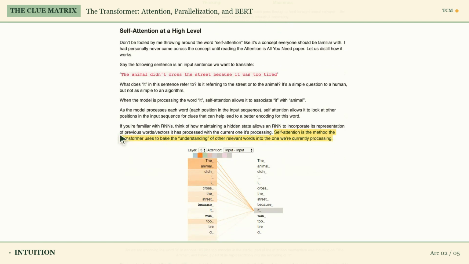Unlike an RNN's hidden state, which accumulates information sequentially, self-attention is the method the transformer uses to bake the understanding of other relevant words into the one we're currently processing. It's not just remembering previous words, it's actively determining their relevance to the current word simultaneously. That's a huge shift in how context is built.